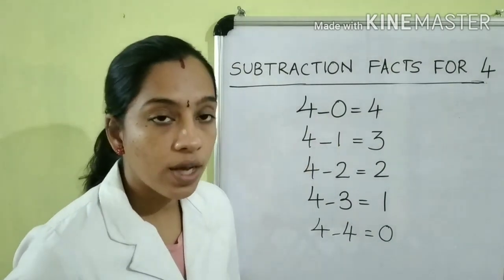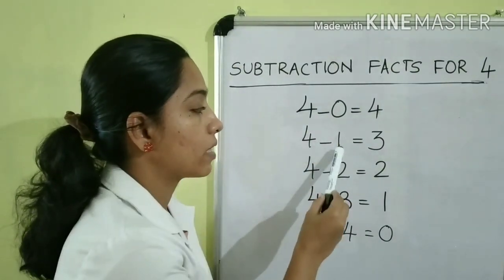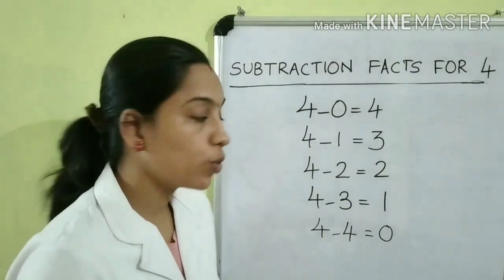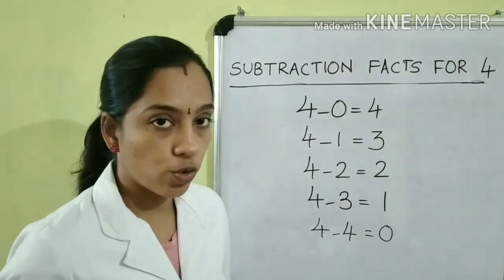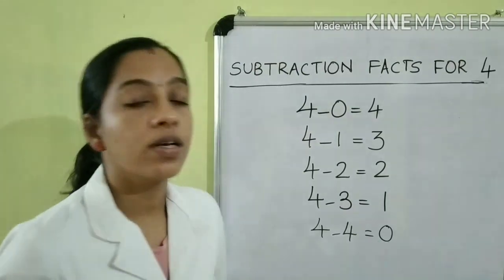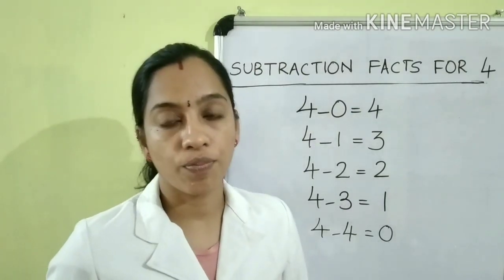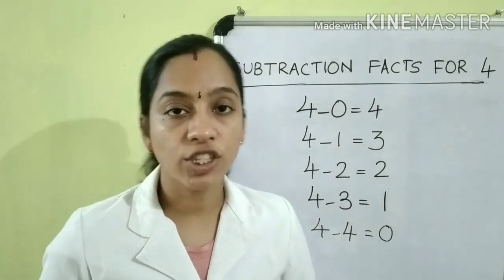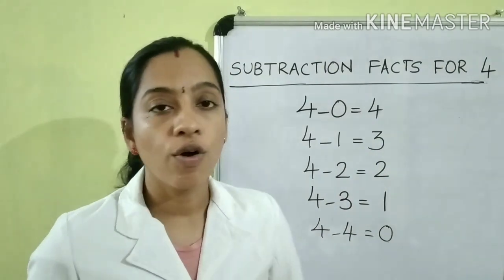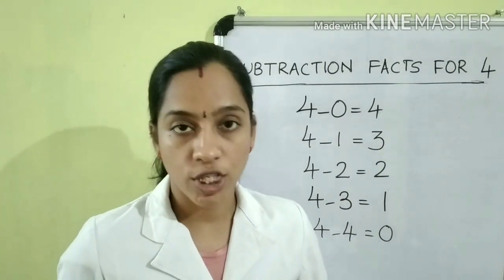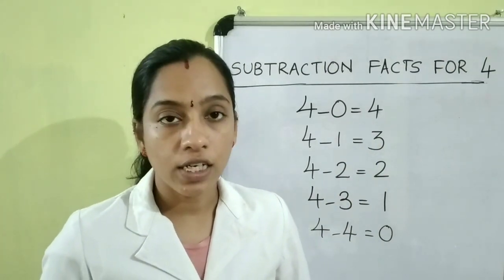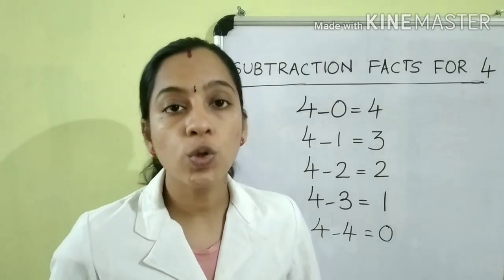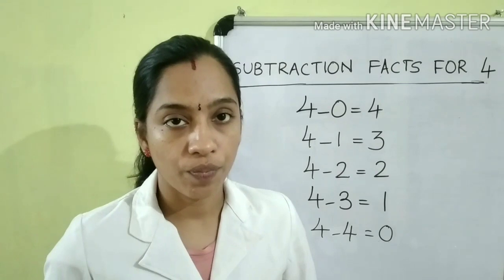4 minus 0 is equal to 4. 4 minus 1 is equal to 3. 4 minus 2 is equal to 2. 4 minus 3 is equal to 1. And 4 minus 4 is equal to 0. So children, these are the subtraction facts for the number 4. So children, today we learned the subtraction facts for the number 1, 2, 3 and 4.